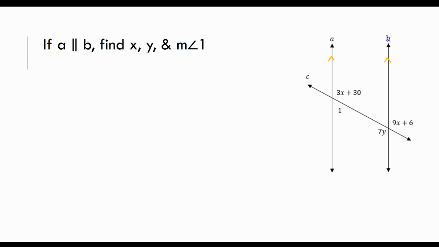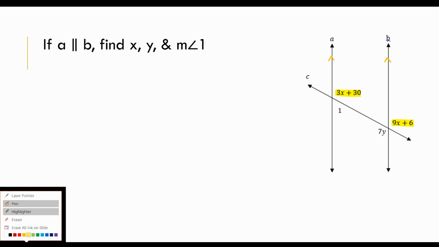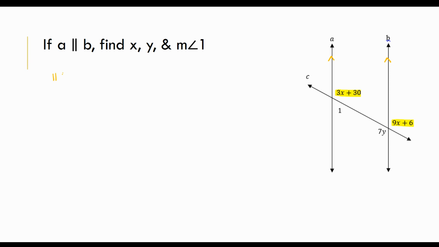Because I see some expressions with both x and y, we could potentially have to set up a system. Notice, though, that I see this expression with an x, and I see this expression with an x, and I notice that they are both on the same side of the transversal because my transversal is line C, and they're both above it. I noticed that 3x plus 30 is inside of the parallel lines, while 9x plus 6 is outside. So if we think back to our different theorems, when I have parallel lines, those are corresponding angles. And don't forget, corresponding angles, those are congruent.